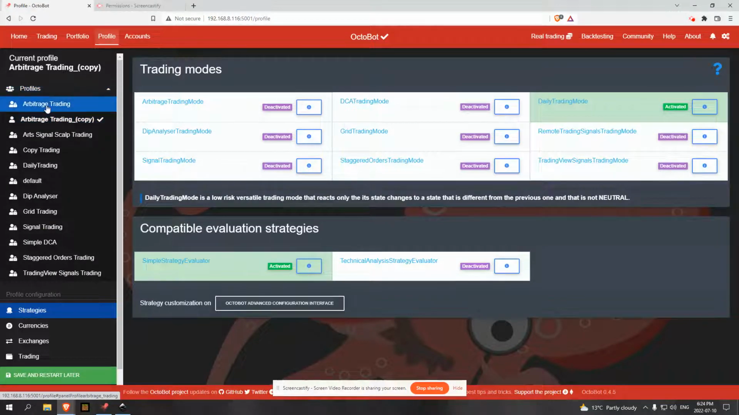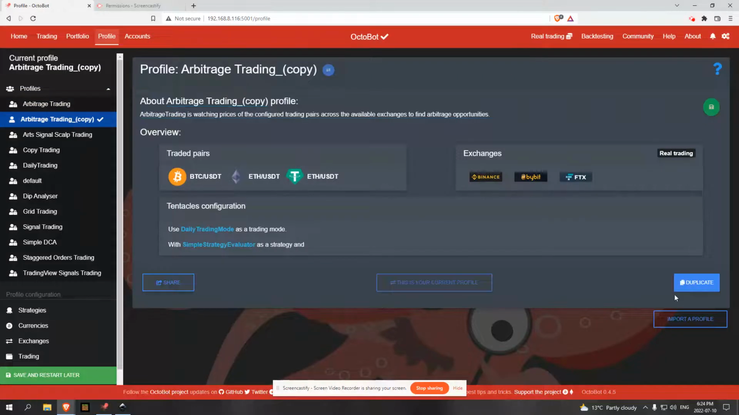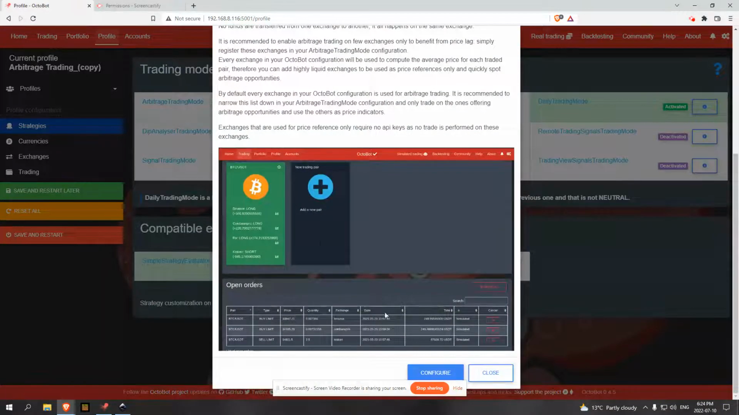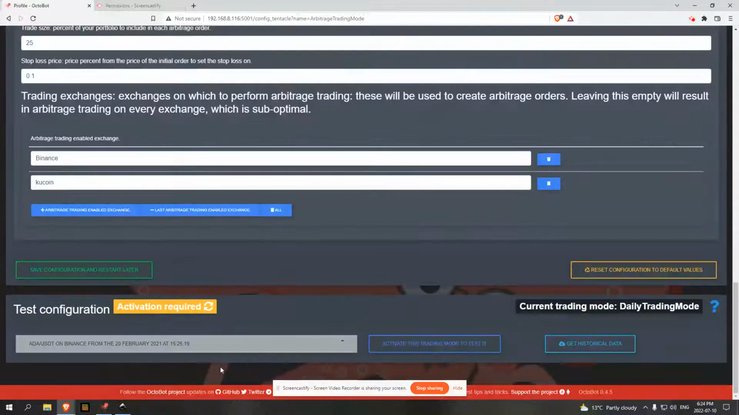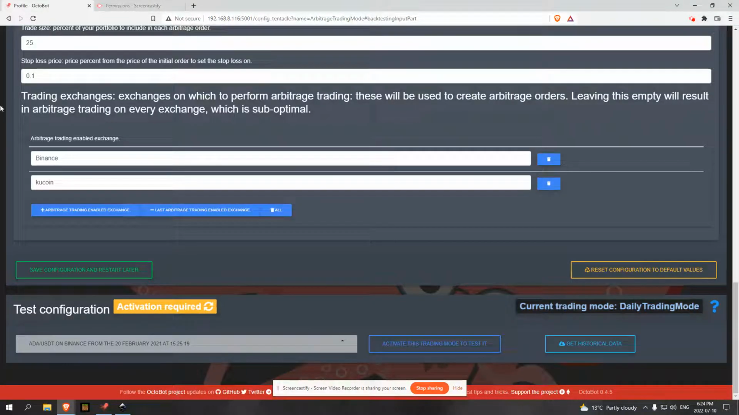What I did was I selected the arbitrage one and then I said duplicate, and that's how I got the second one, which is a copy. This is your current profile. That's weird, because if I click on strategies, now it tells me that this is the daily trading mode. So let's change over to this guy. Say configure, and then activation required. Oh, okay, I must go back.